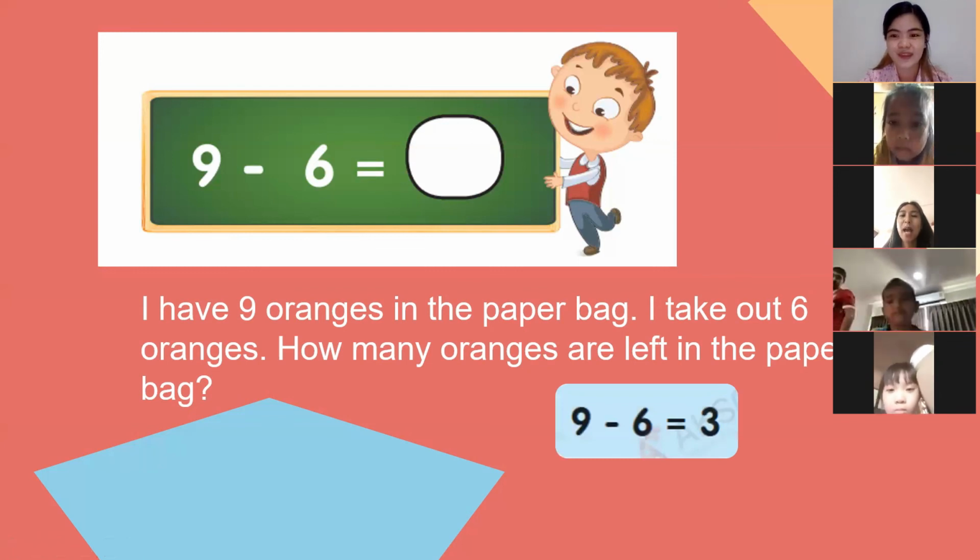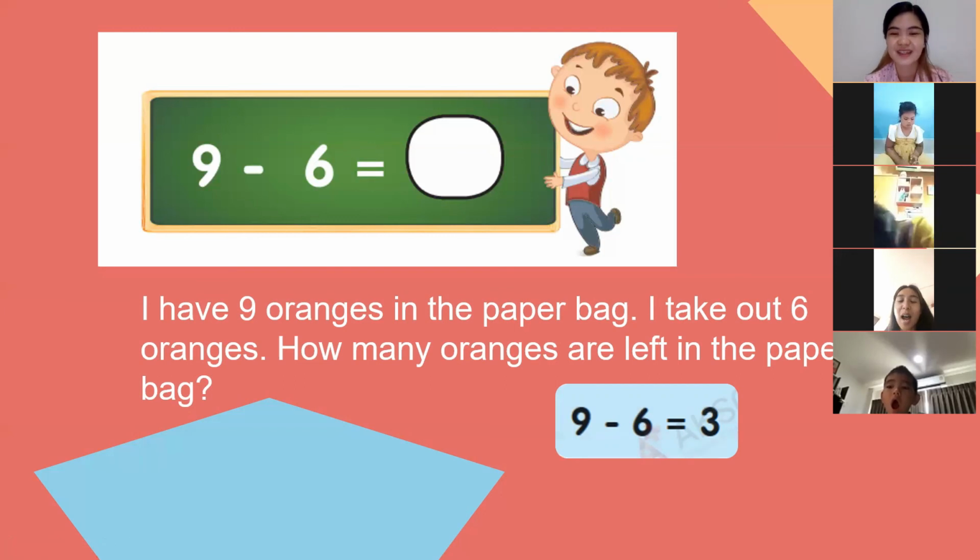Neptune has 9 oranges in the paper bag. Sun takes out 6 oranges. How many oranges are left in the paper bag?